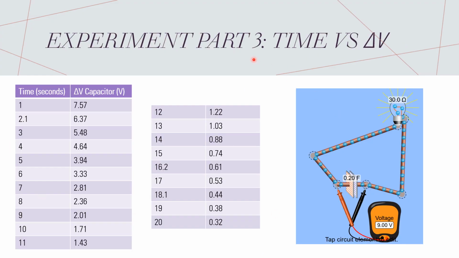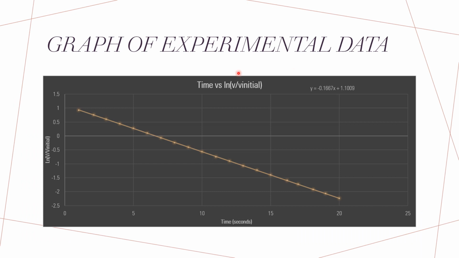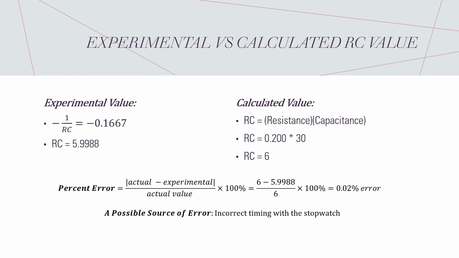This is the experimental data that I gathered with a circuit involving a discharging capacitor and a 30 ohm light bulb. And when I plotted the natural log of the voltage ratio against time, I came up with a very nice graph. Y was equal to negative 0.1667x plus a constant. That 0.1667 is important because that's equal to negative 1 over RC, giving us this RC value here. The calculated RC value is just resistance times capacitance, or 6. The percent error is thus 0.02%.